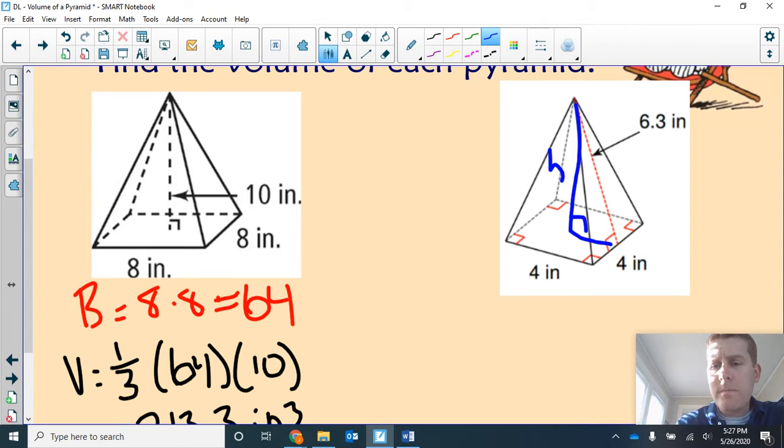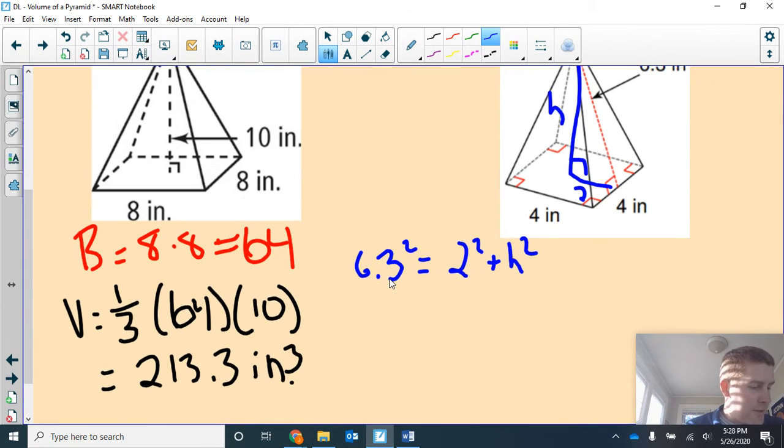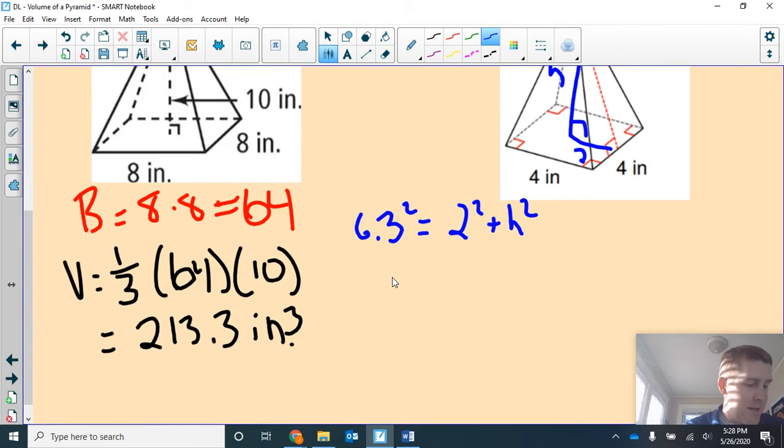Okay, first thing is that it's a square. So since this side length here is 4, when I look at the side length that goes from where the height meets the base to the side, that's always half of that side length. So that's going to be 2. Then for the Pythagorean theorem, we would say 6.3, because that's the hypotenuse, squared is going to equal 2 squared plus h squared.